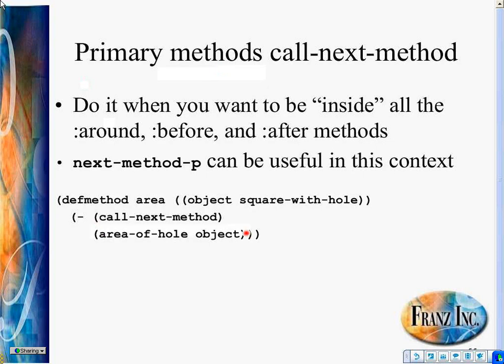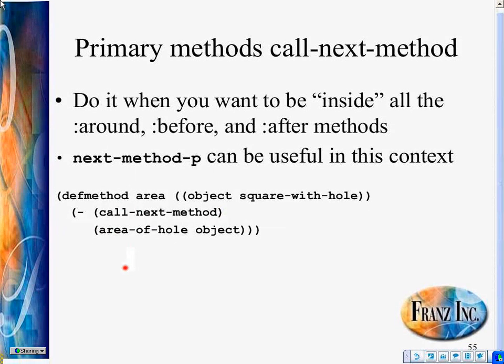If a call next method appears in the definition of a primary method, it will go to the next most specific method, the one on standard object, and it will run that. And then its value will be returned by this call to call next method, and then this primary method will continue running.